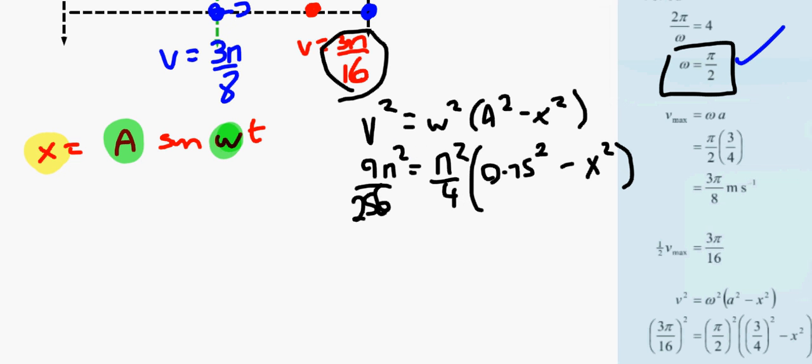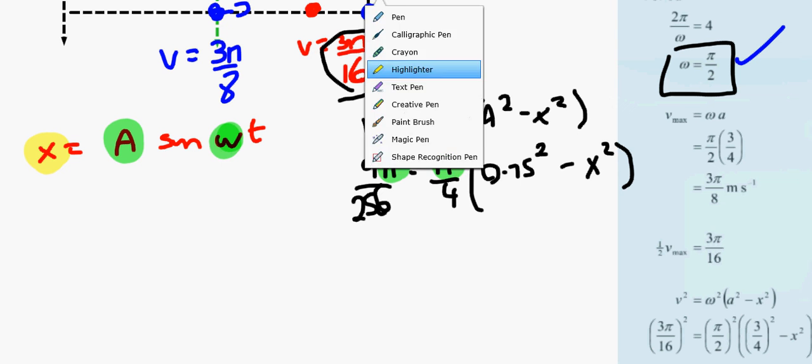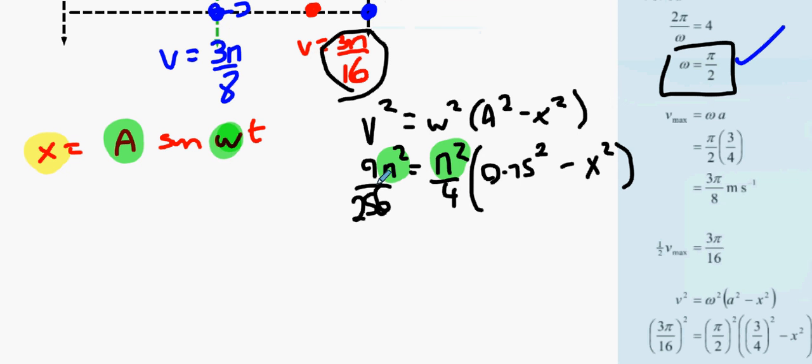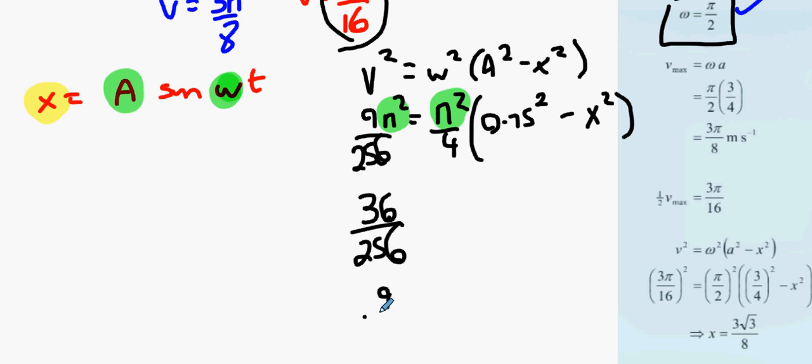So the pi squareds are going to cancel because we can just attack them right here. And we're going to get 4 by 9 is 36 over 256. Which is actually 9 over 64. Which is a good thing. And that equals 0.75 squared. Which is, oh, sorry, 9 over 16 minus x squared.